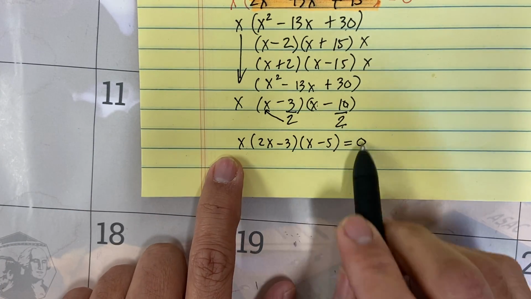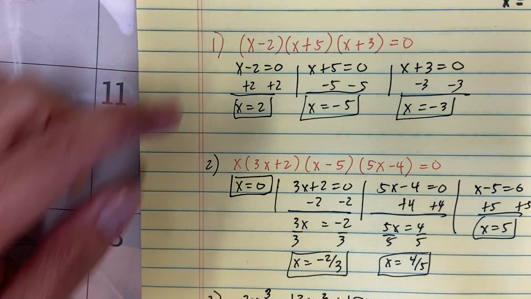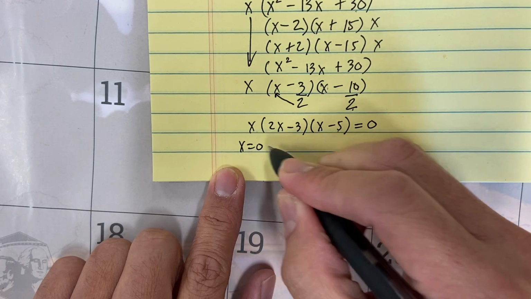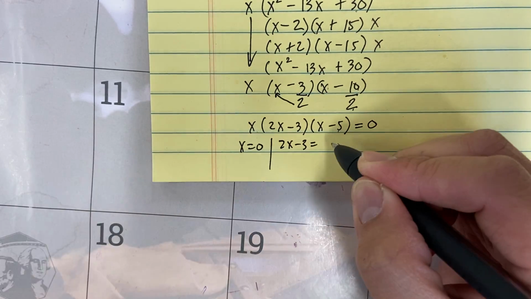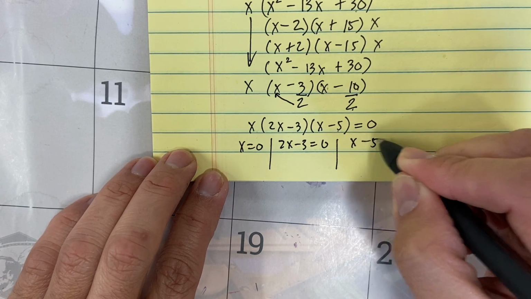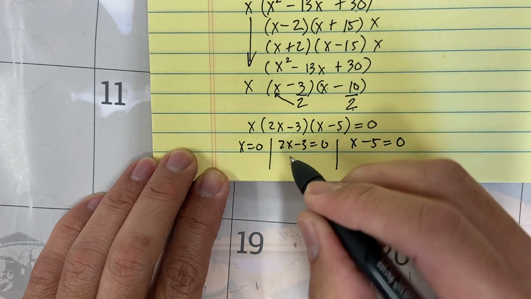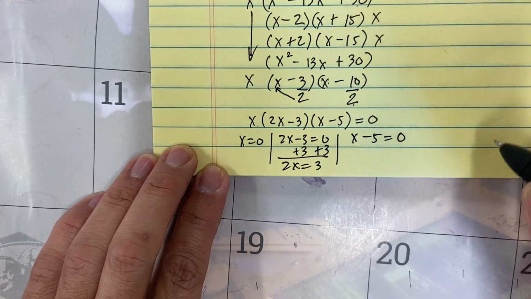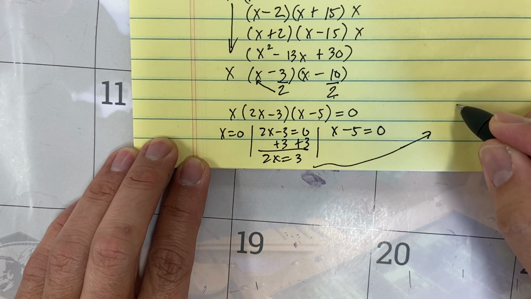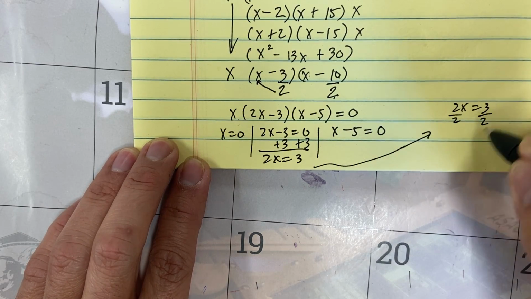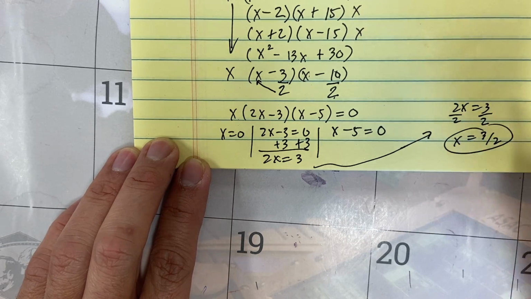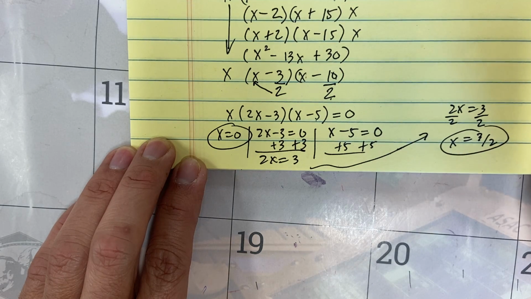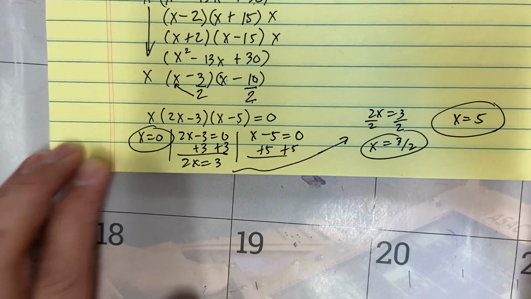Now, our work is already in factored form like what we did in numbers 1 and 2. So we can solve for the x here. x = 0, 2x - 3 = 0, and x - 5 = 0. Solve for the x: add 3 here, add 3 there, we'll give you 2x = 3. So therefore, 2x = 3, we will divide by 2, x = 3/2. And add 5 here, add 5 there, x = 5. Okay, there you have it.